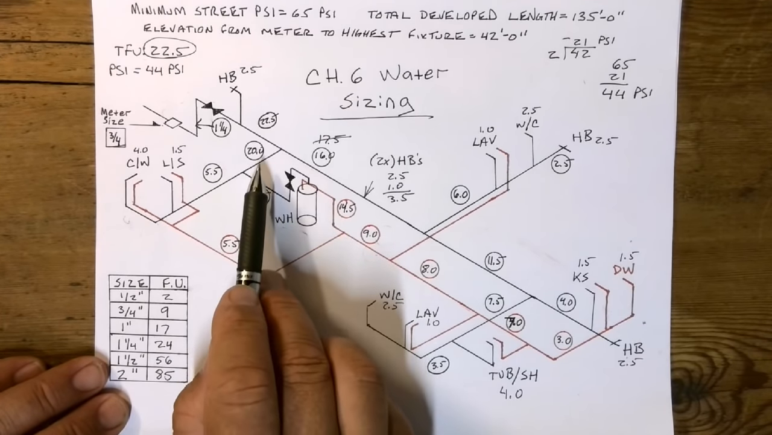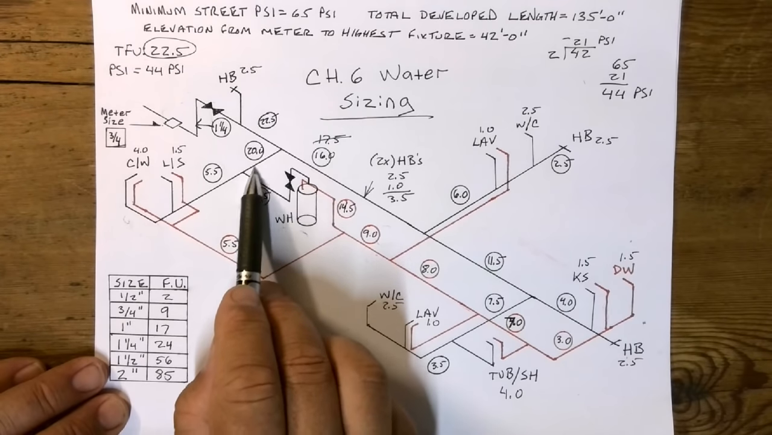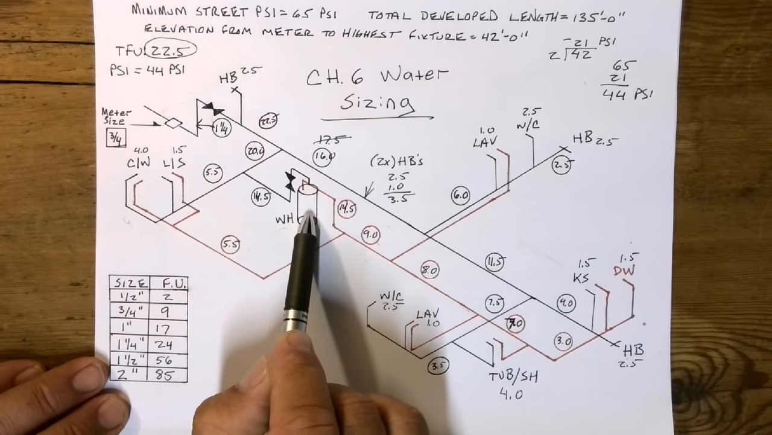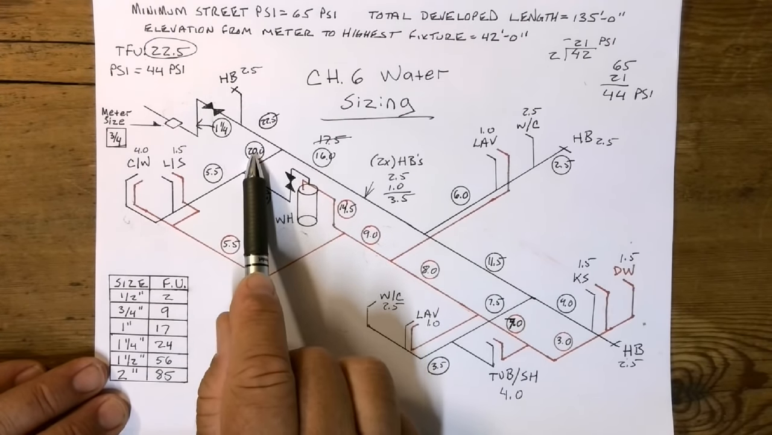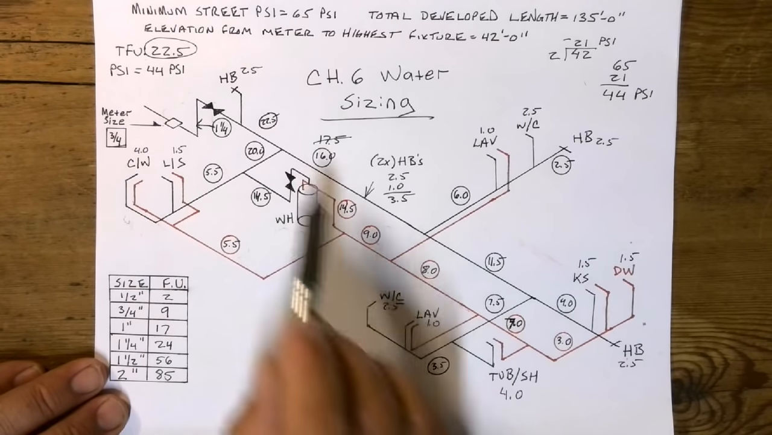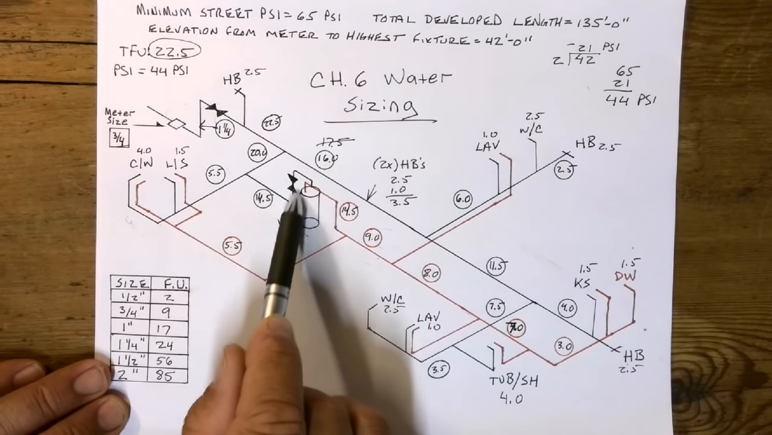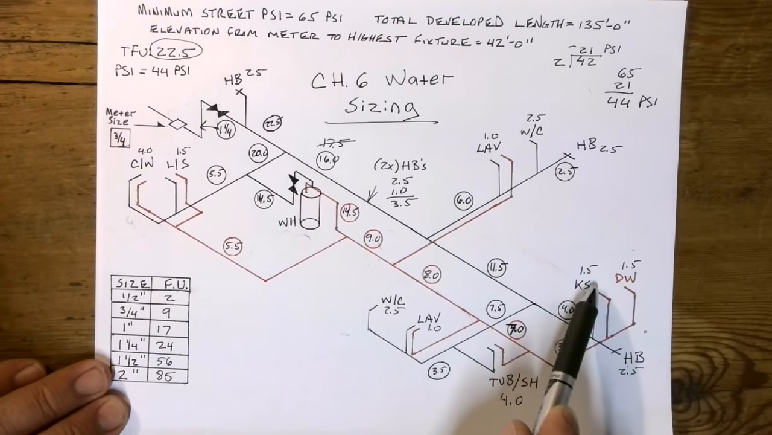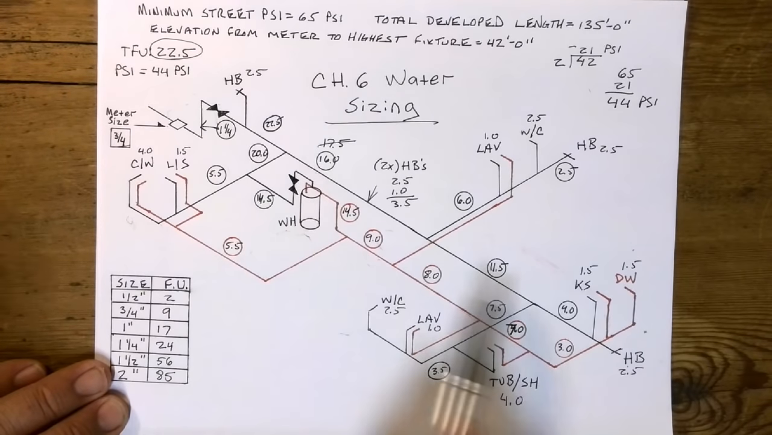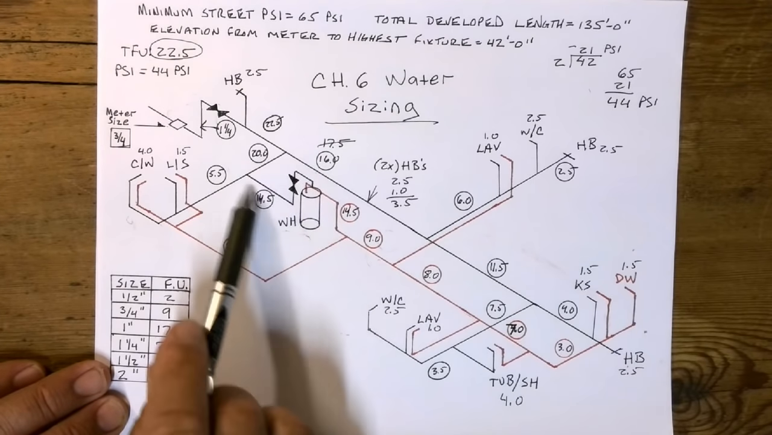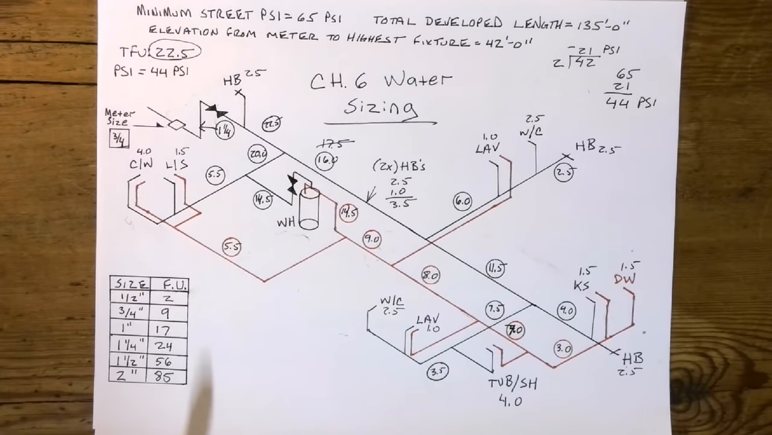Because I'm feeding through here, this run, I am feeding the water heater. Let's just look at it this way. I'm feeding the kitchen sink this way. Guess what? I'm feeding the kitchen sink through this line too, right? So I have to take the unit value this way, this way. That's why you add it up accordingly based on this. Okay? Always. That's sizing right there.